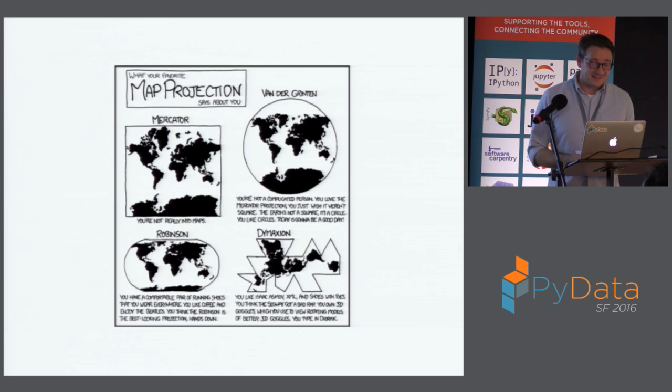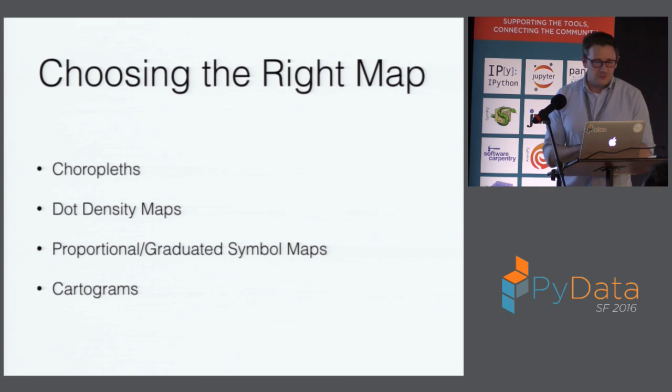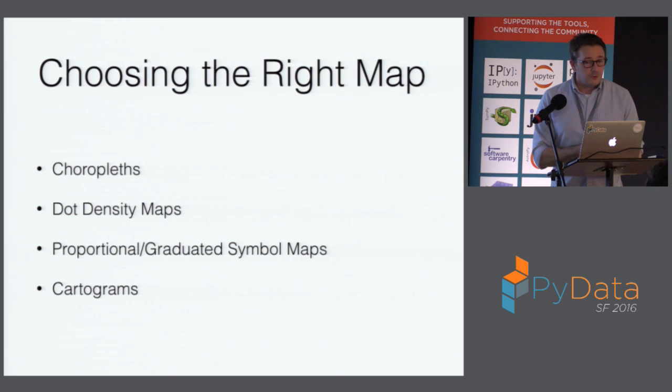So, choosing the right map. Now we've come from our journey from figuring out how to create a map and what map projections to use, but now we need to figure out what kind of thematic map we want to actually use to show our data. Examples of that are choropleth, dot density maps, proportional slash graduated, and cartograms. So let's look at each one of these one after another.